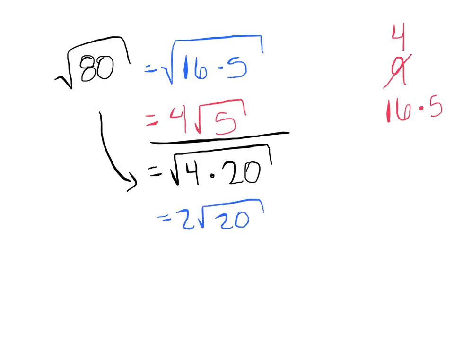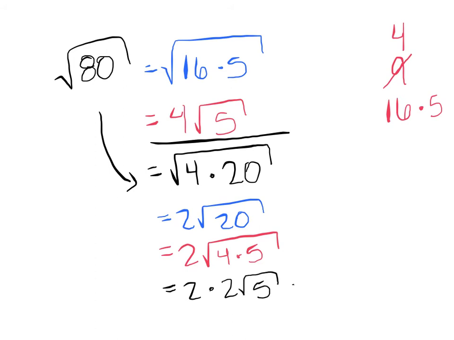But we need to look at that 20 again. Do any perfect squares go into 20? Yeah, 4 goes into 20. So this is 2 times the square root of 4 times 5. When the 4 comes out, we're going to get 2 times 2 times the square root of 5, which is 4 times the square root of 5. We got the same answer. We just took a couple extra steps to do it.